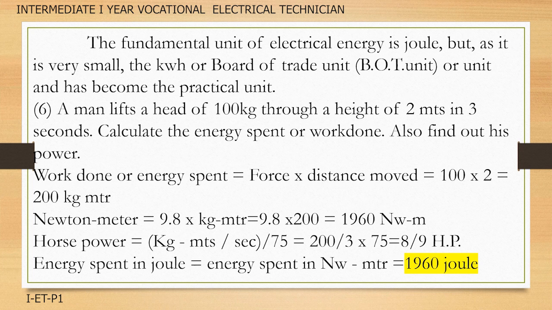Next, 6th question. A man lifts a weight of 100 kg through a height of 2 meters in 3 seconds. Calculate the energy spent or work done. Also find out his power.